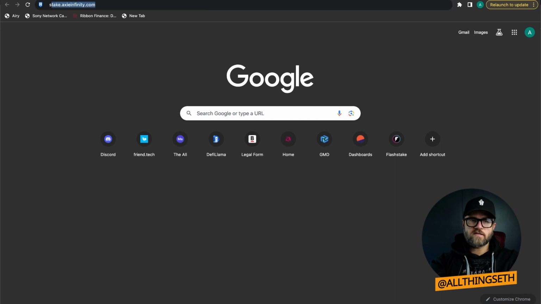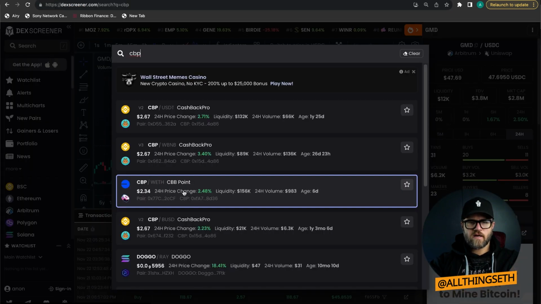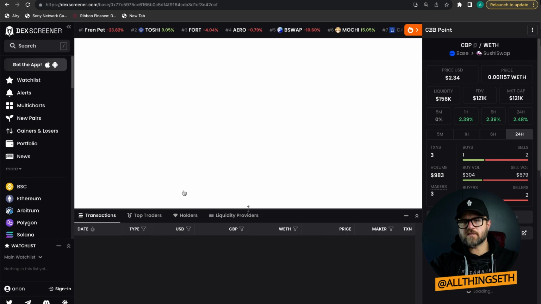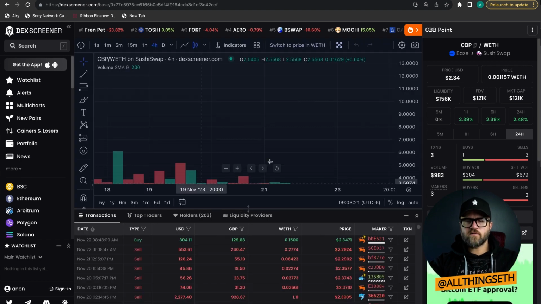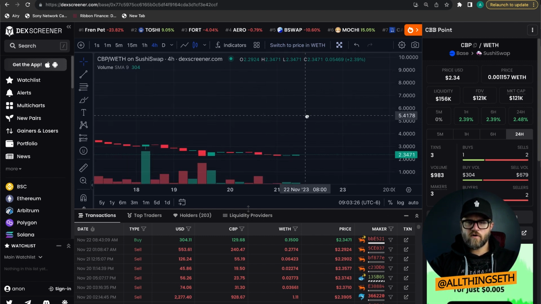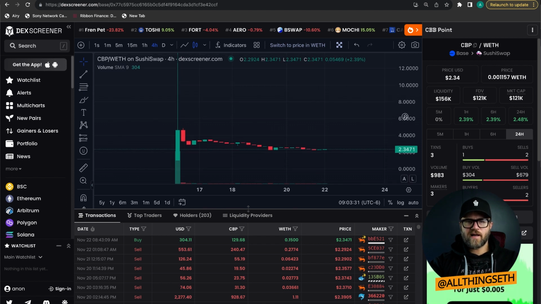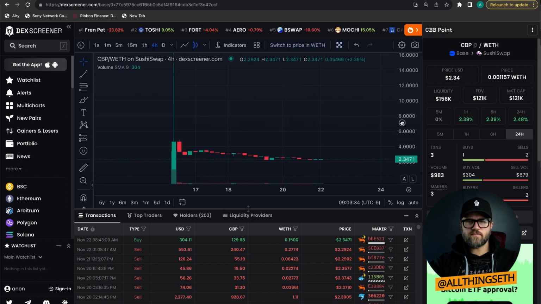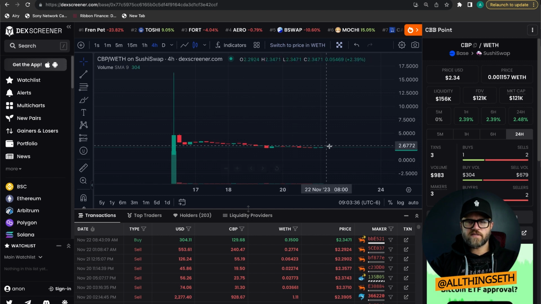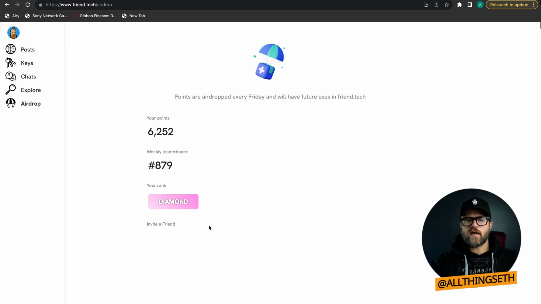Let's go to Dex Screener. CBB points are sitting at $2.34. That has capitulated, obviously, with the price of a lot of keys recently. We saw it have a massive pump at launch, which was crazy bullish to see, but then we've settled at just over $2. So even at $2 per point, guys, I'm at about $12,000 for our Friend.Tech drop, which is about what I have in portfolio value right now.